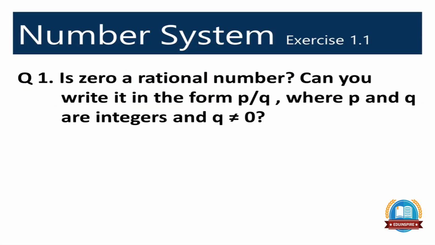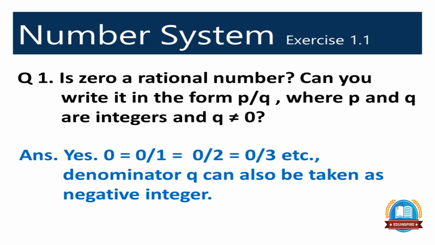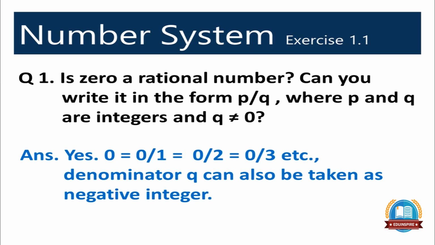Now, let us try to solve exercise 1.1 of the NCERT textbook. Let's go through question number 1. Is 0 a rational number? Can you write it in the form of p upon q, where p and q are integers and q is not equal to 0? The answer to this question is yes, as 0 can be written as 0 upon 1, 0 upon 2, 0 upon 3, etc. The denominator q can also be taken as a negative integer.